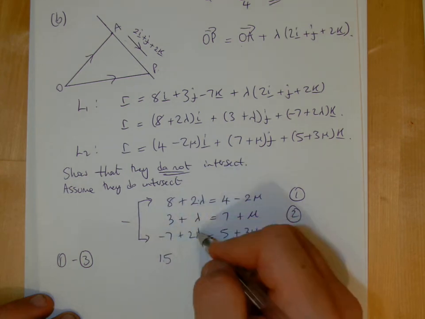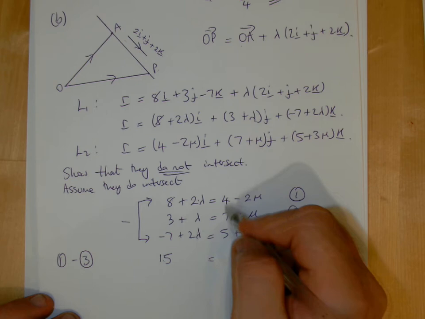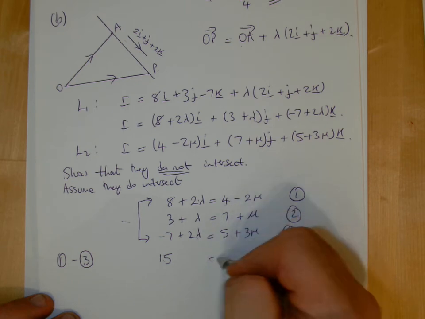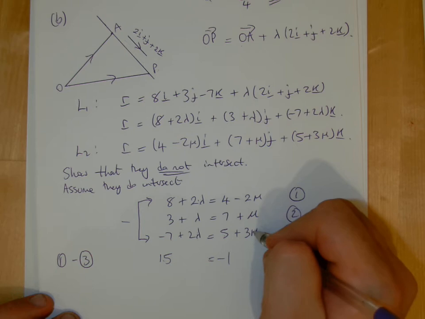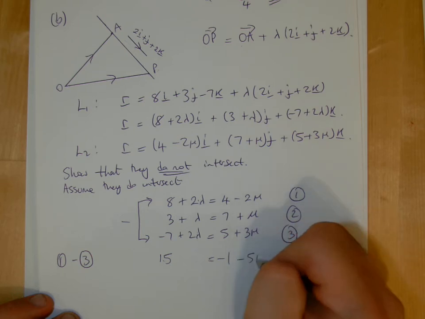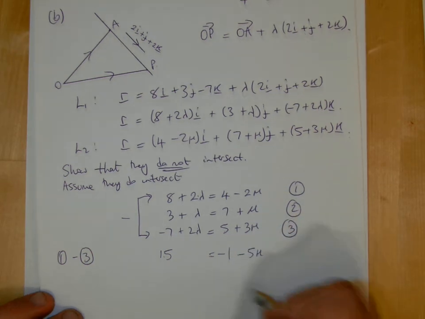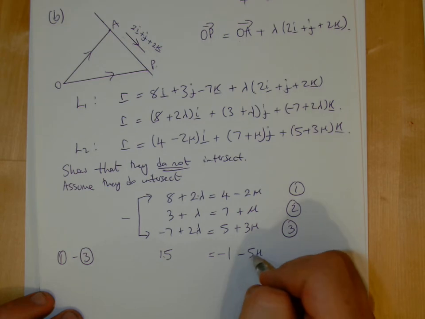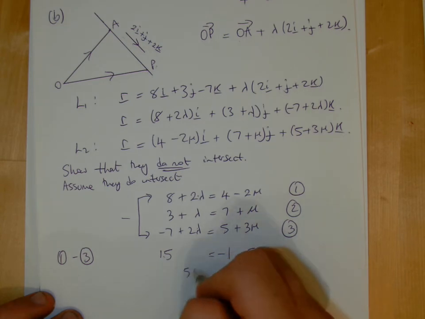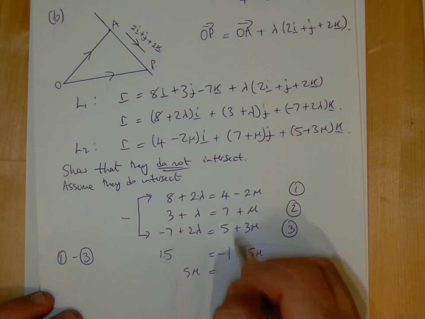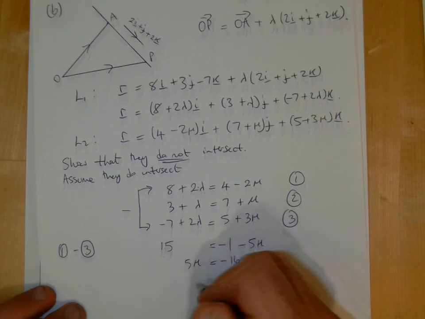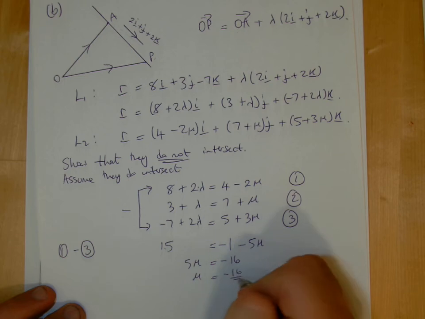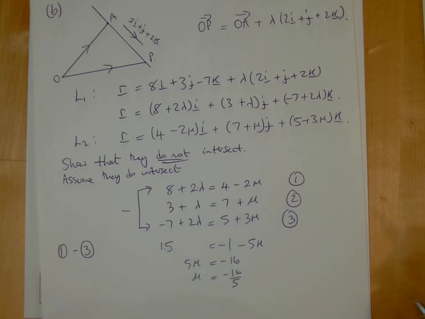2 lambda take away 2 lambda was 0. 4 take away 5, which is minus 1. And then minus 2 mu take away 3 mu is minus 5 mu. Okay, so that means then, if I take that over this side, 5 mu, and then take that 15 over, it'll be minus 16. So that means mu is equal to minus 16 over 5. Not very nice, but that's what it is.